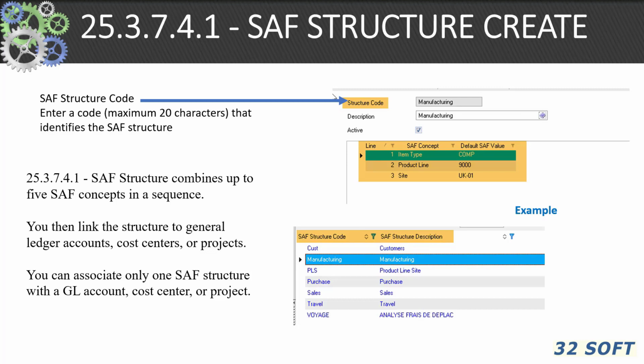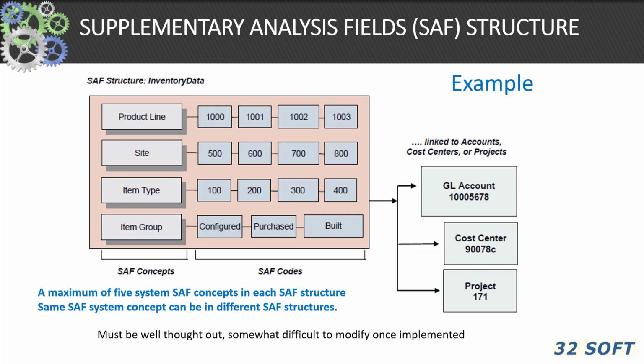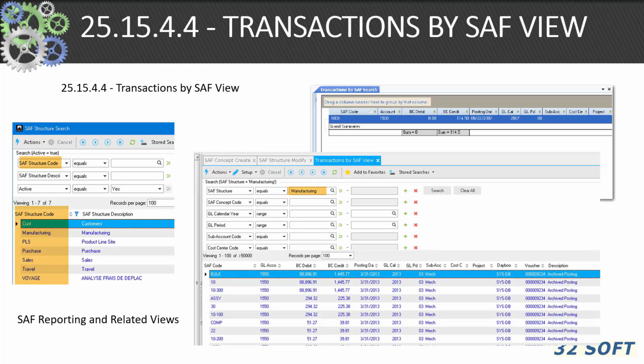And then you've got your SAF structure create. So you create a structure code, and then you basically tie those structure codes to those concepts, and you can build in kind of, like I said, a bill of material for the SAF reporting.